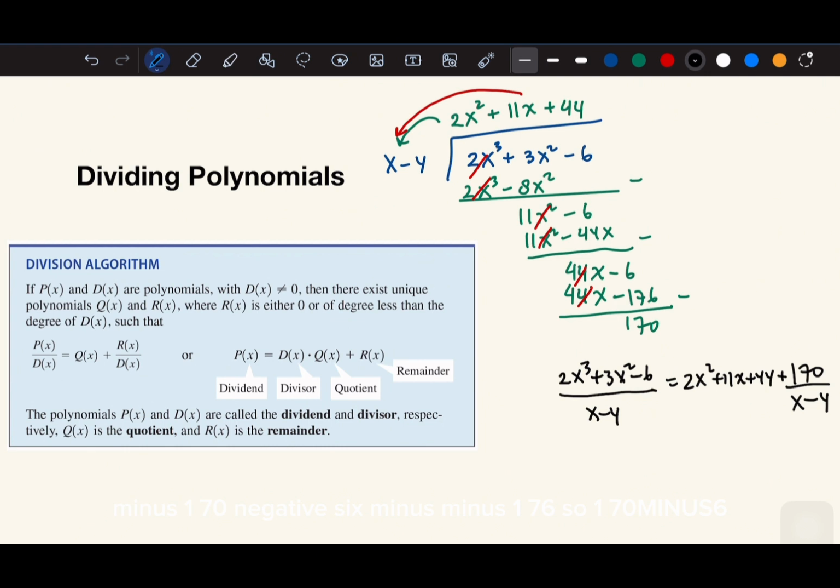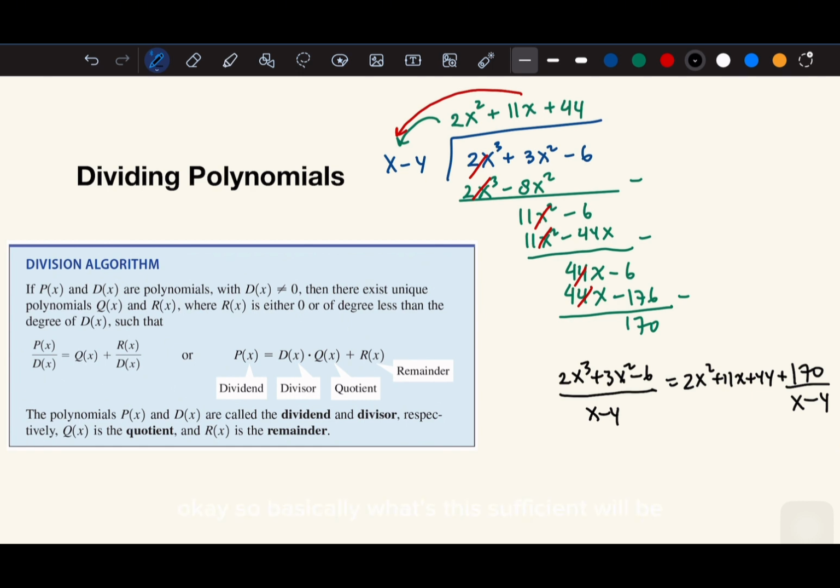So 170, 176 minus 6 is 170. Is that wrong? What is my mistake again? You said negative 6, minus, which is added, so plus 176. Plus 176 minus 6. Sorry. Okay? Yes, get it?